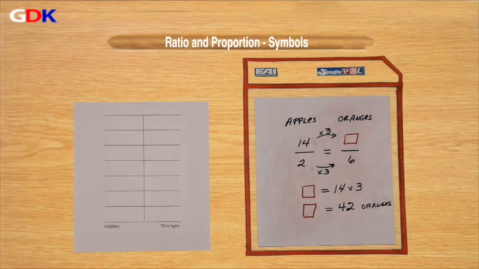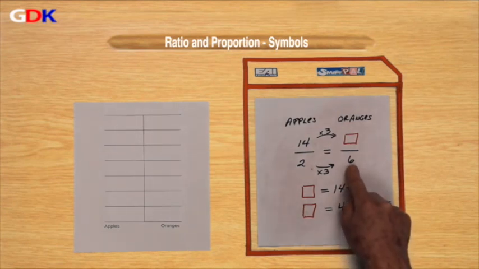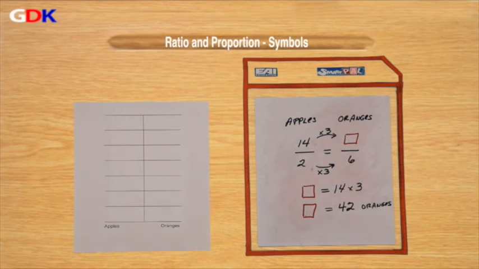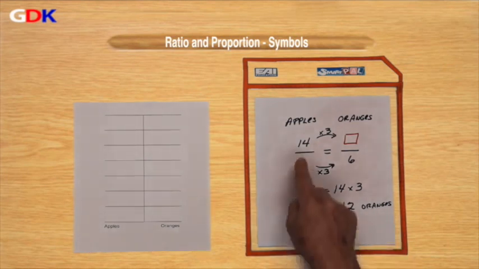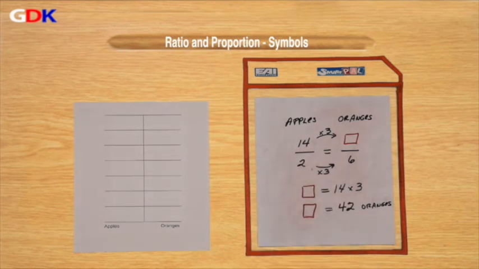And the reason we get 42 oranges is because at the beginning we stated that we were giving out 6 oranges for every set of 2 apples. So the answer then is 42 oranges match up with 14 apples.